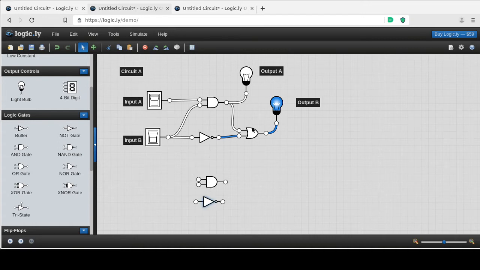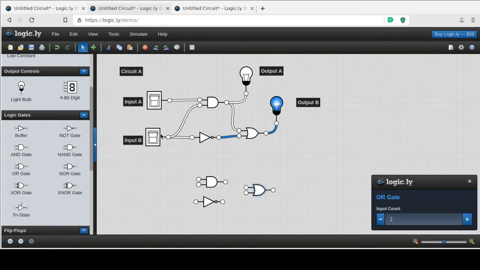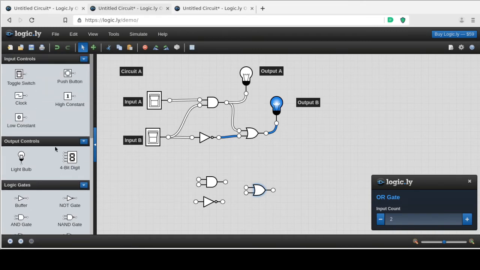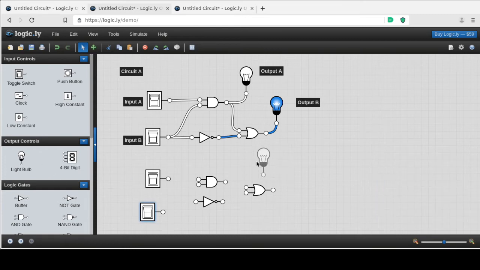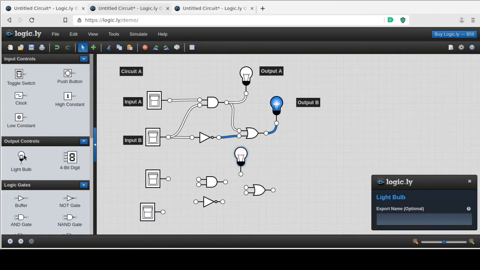You can see I have an AND and a NOT, and that one is an OR gate, so we need an OR gate. Where is that? There it is. Okay, and then we need 2 switches. Okay, 2 toggle switches, so we pull in a toggle switch and another toggle switch, and we need 2 outputs, that is 2 light bulbs. So there's a light bulb for here, and there's a light bulb for there, like that.